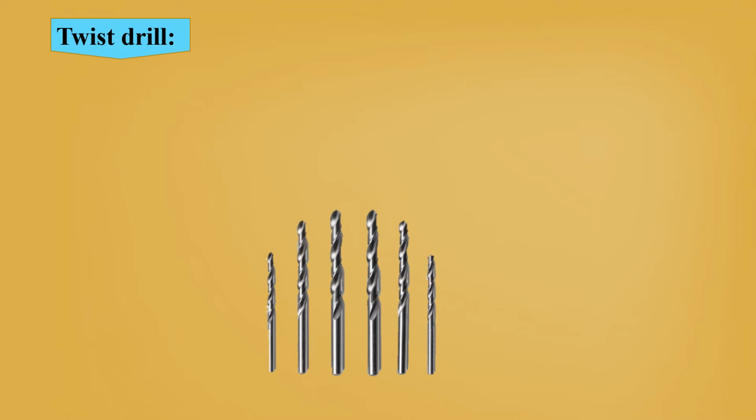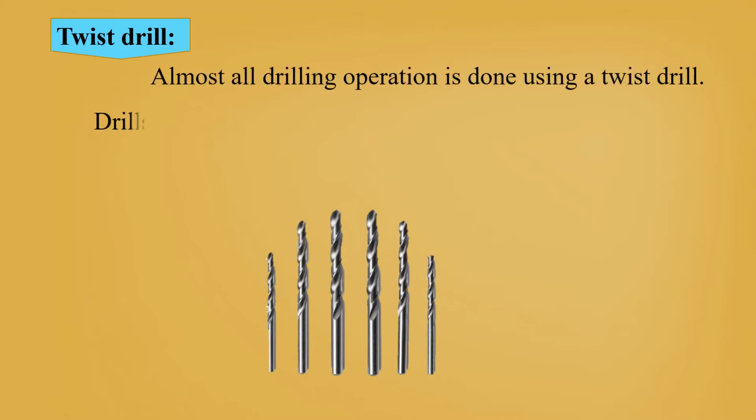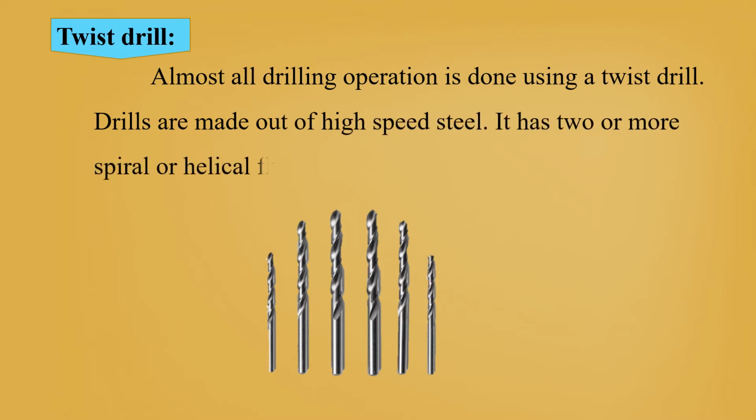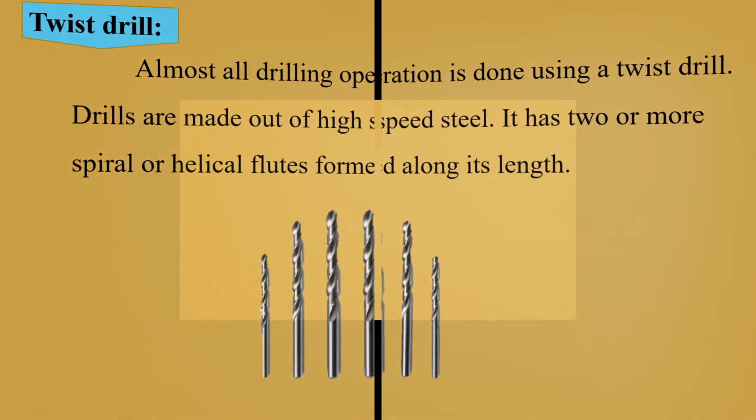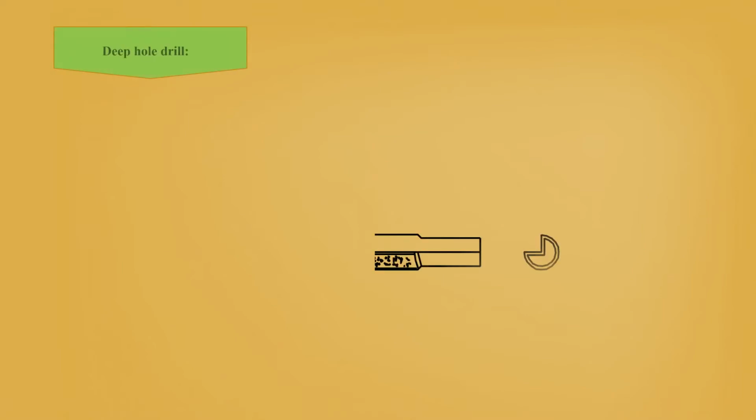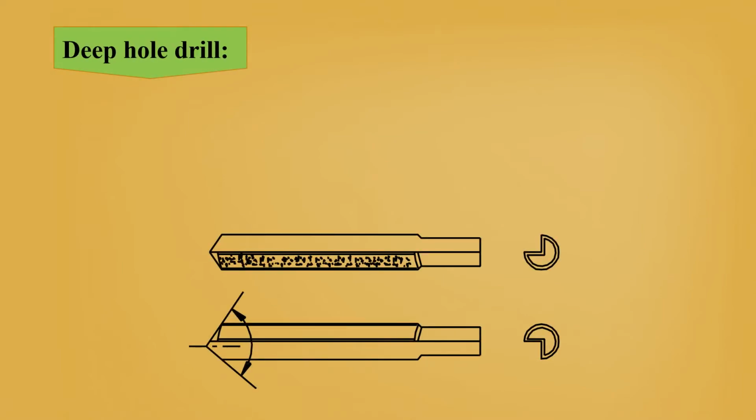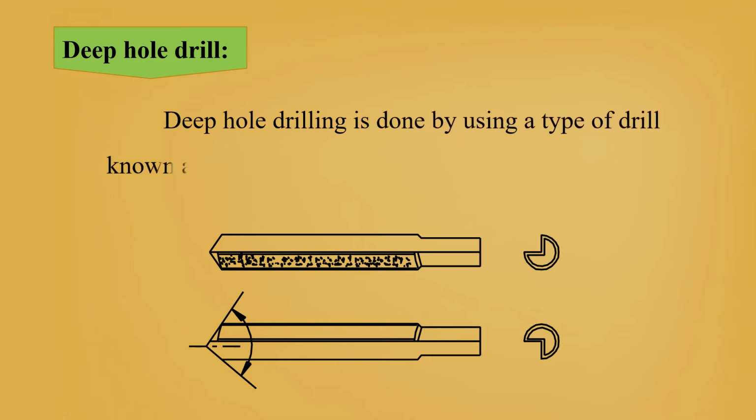Twist drill. Almost all drilling operation is done using a twist drill. Drills are made out of high-speed steel. It has two or more spiral or helical flutes formed along its length. Deep hole drill. Deep hole drilling is done by using a type of drill known as D-bit.